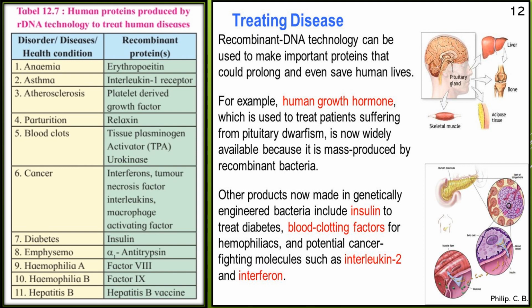Blood clotting factor for hemophiliacs, and potential cancer-fighting molecules such as interleukin 2 and interferon, because again cancer can be of any part, any organ, etc., and it is found in many people because of various reasons, right? So you can see the image showing the pituitary gland, liver, bone, adipose tissue, skeletal muscle, and how insulin can be produced in case of diabetes, where the pancreatic cell produces the insulin.